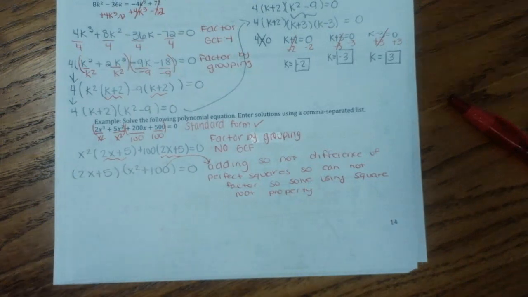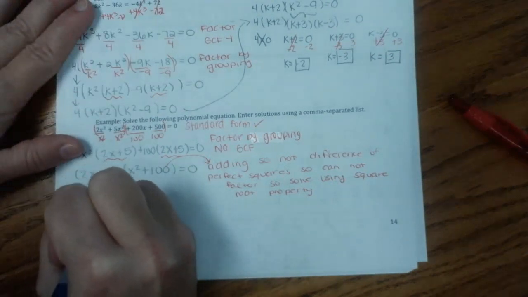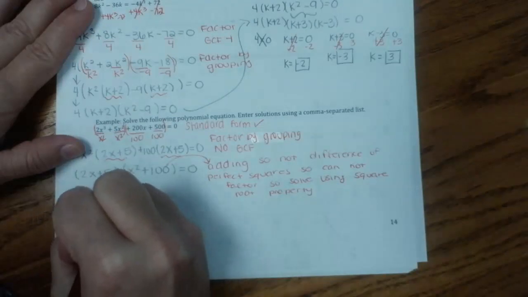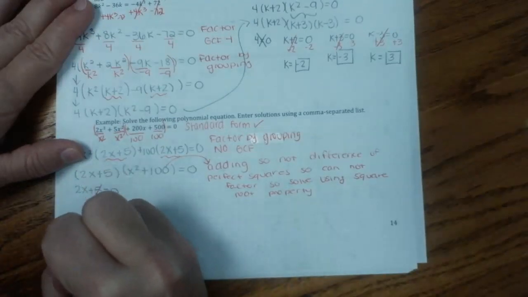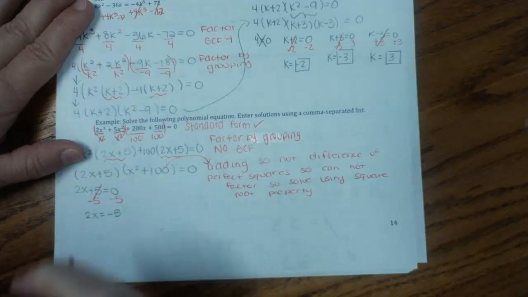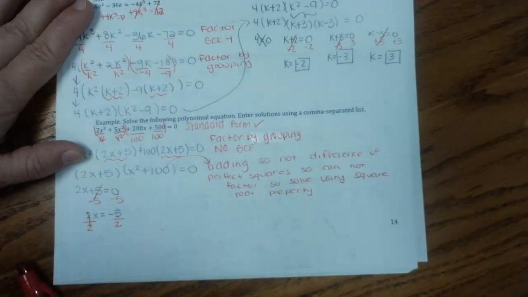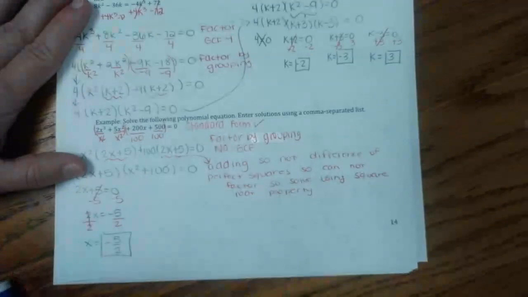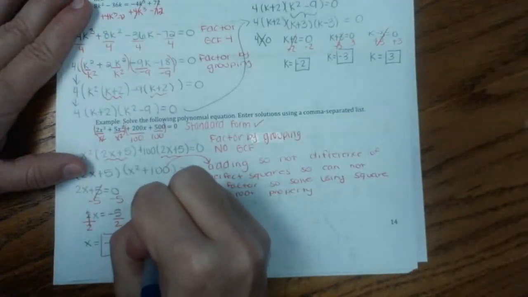So setting each factor equal to 0, we get 2x plus 5 equals 0. Getting x by itself, we can subtract 5 from both sides. We get 2x equals negative 5. Dividing both sides by 2, we're left with x equals negative 5 over 2. That's done. And then over here, we have x squared plus 100 equals 0.